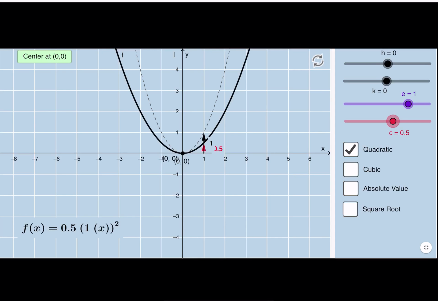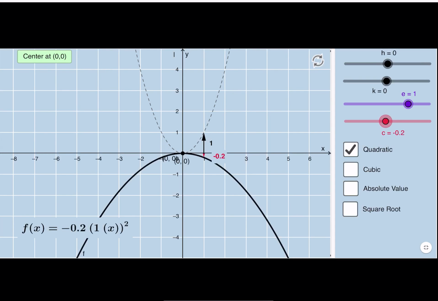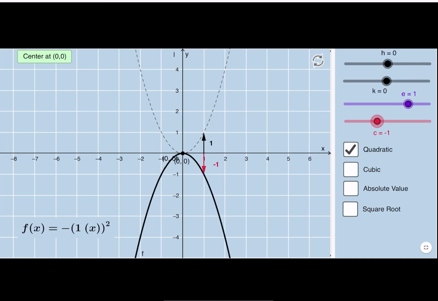Let's also look at reflection. Let's take a look at the graph of f of x equals negative x squared, which is reflected upside down, reflected in the x-axis.